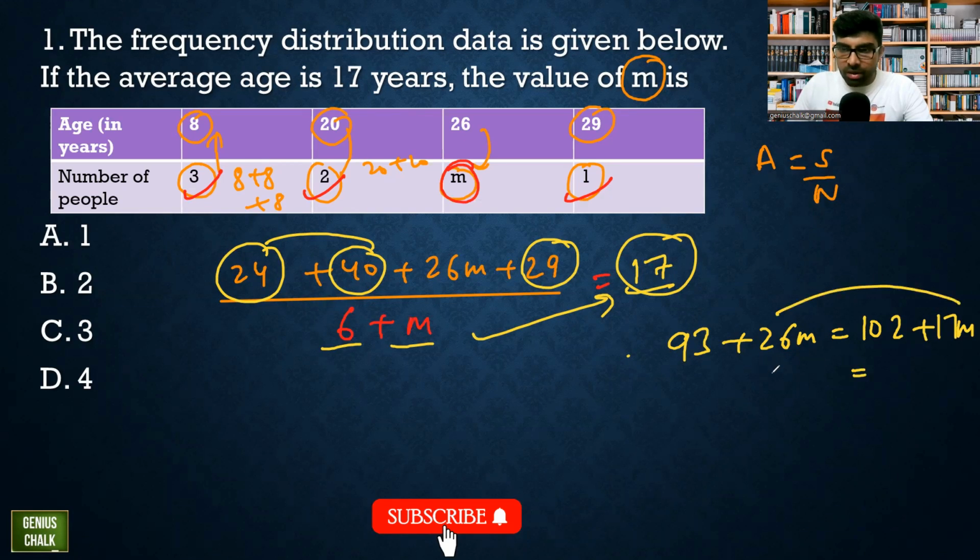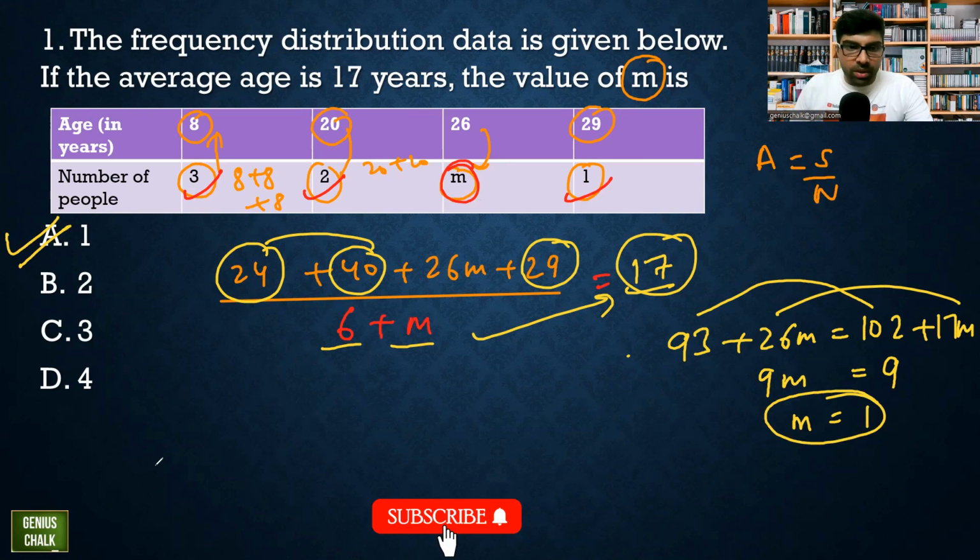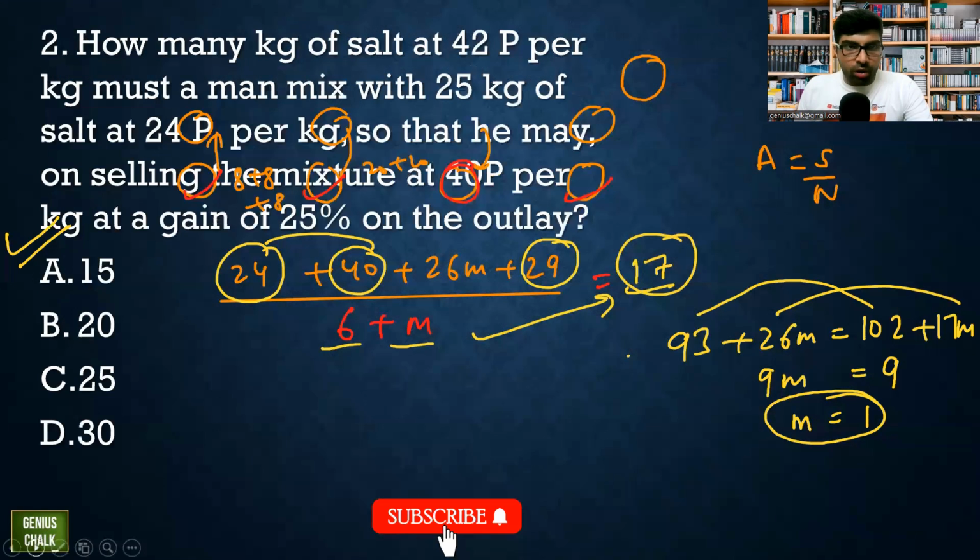26M minus 17M, that is 9M. 102 minus 93, that is 9. So M is equal to 1. So option A is the answer for this question. So just a basic formula based question. I hope you have got it.